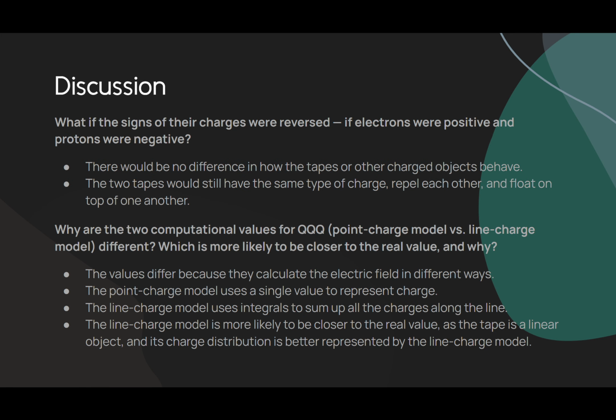Discussion. If the signs of the charges were reversed, meaning if electrons were positive and protons negative, there would be no difference in how tapes and charged objects behave. The two tapes would still have the same charge and repel each other, floating as they did in the experiment. The two computational values for the charge differ because they calculate the electric field in different ways. The point charge model used a single value, while the line charge model integrates over the entire tape. Since the tape is a linear object, the line charge model is more likely to represent the real value.